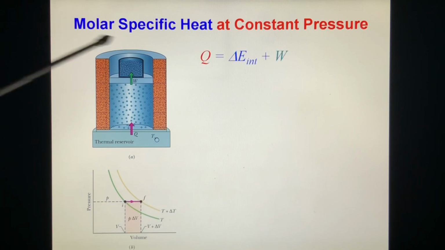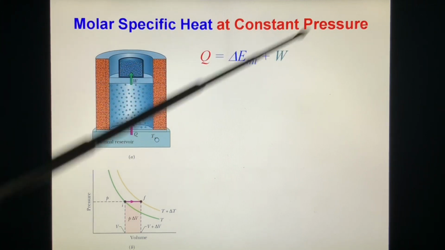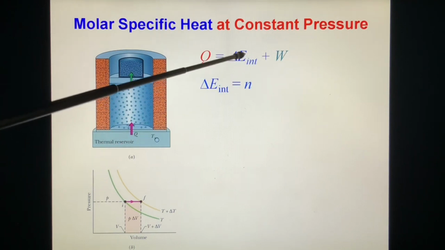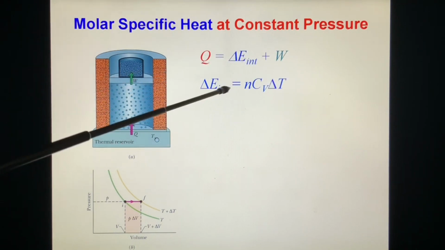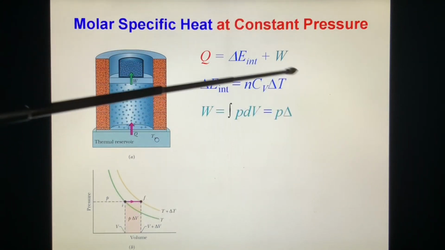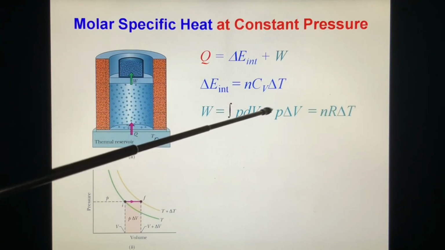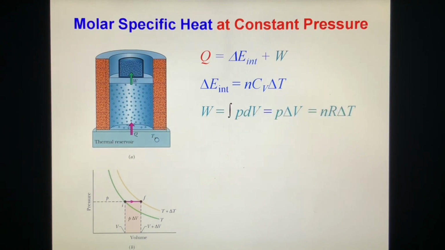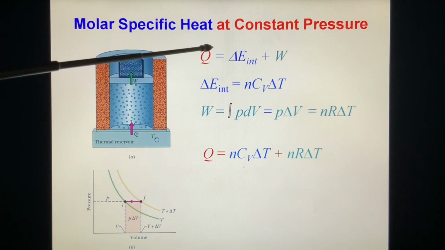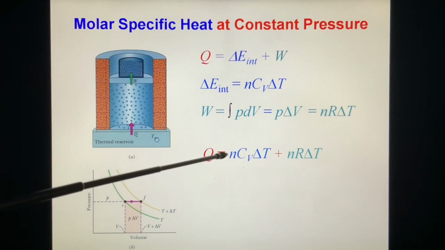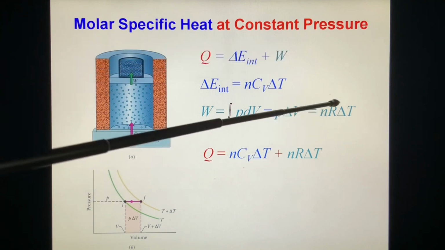Now in this process, by the first law of thermodynamics, Q equals delta E internal plus W. And we have learned that for any process delta E is n C_V delta T. The work at constant pressure, we can take P out, is P delta V. And P delta V equals nR delta T, because PV equals nRT. So Q is n C_V delta T plus nR delta T.